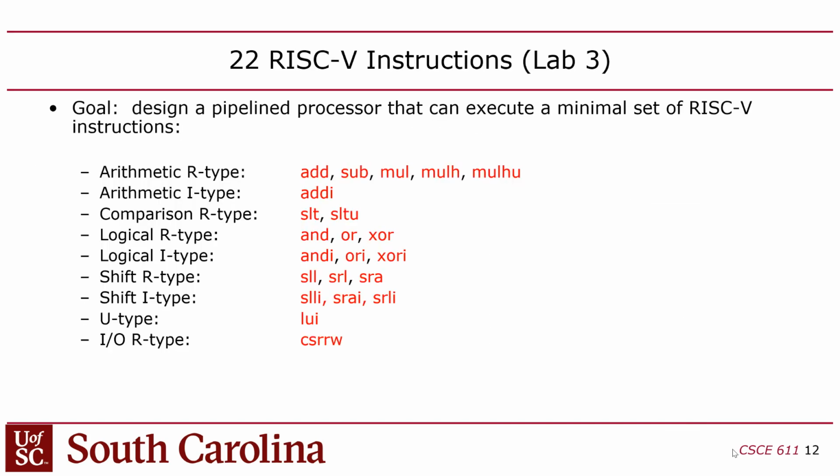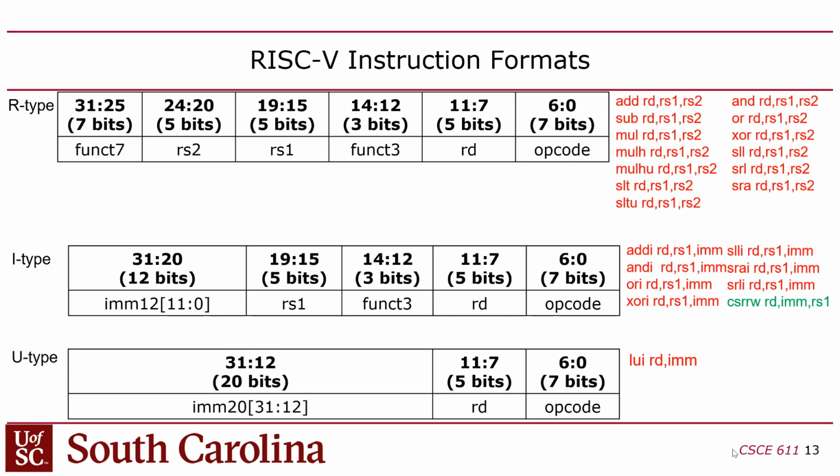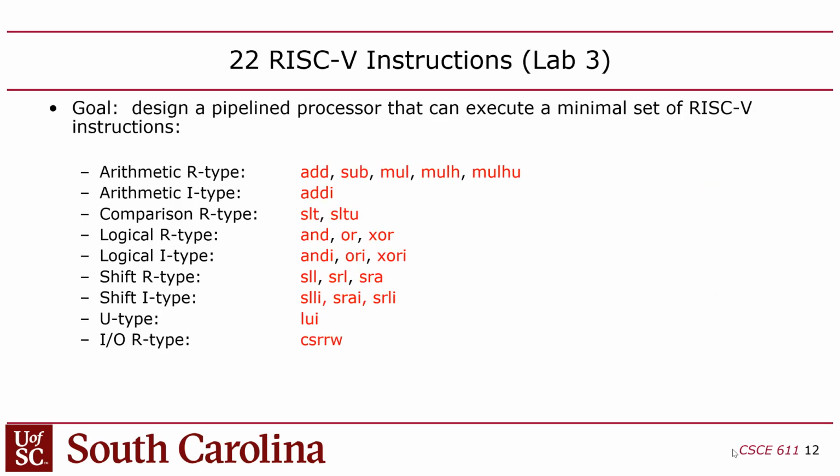Okay, so in Lab 3, we want to implement these 22 RISC instructions. Now, the problem here is that these span 3 different instruction types: R-type, I-type, and U-type. You guys probably never heard of U-type because they didn't have U-type with MIPS. That's new for RISC-V.